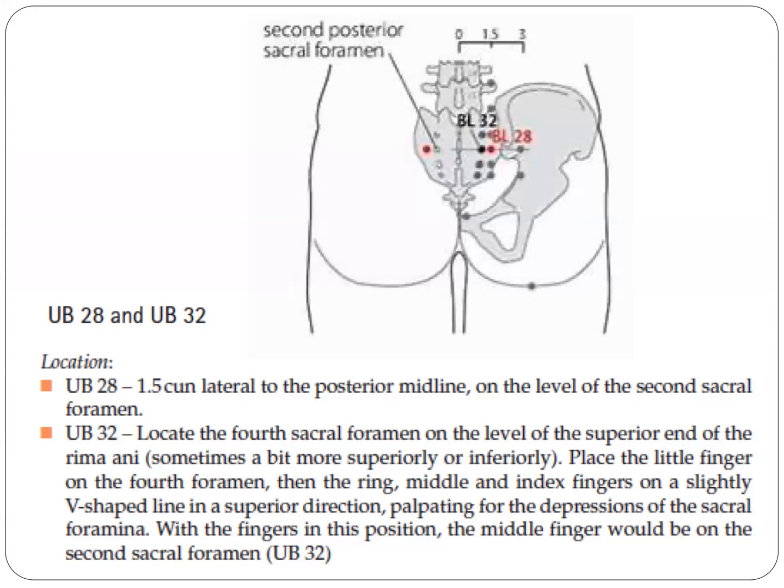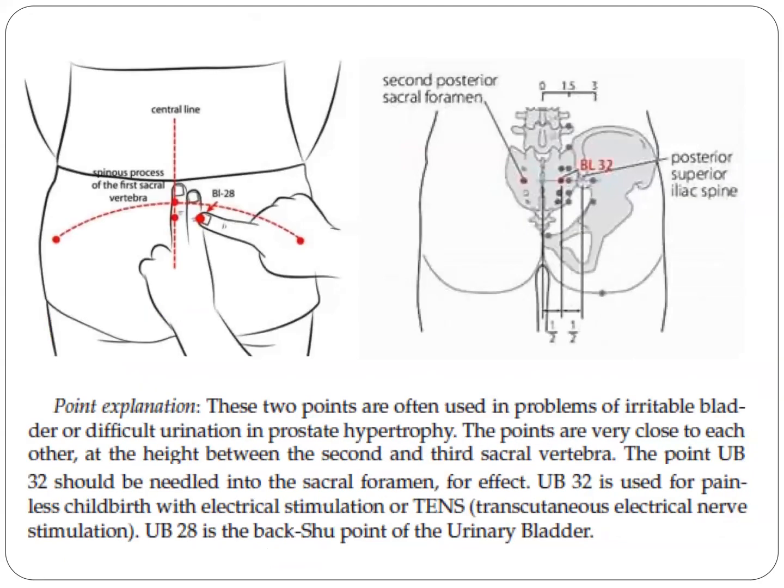Place the little finger on the fourth foramen, then the ring, middle, and index fingers on a slightly V-shaped line in a superior direction, palpating for the depressions of the sacral foramina. With the fingers in this position, the middle finger would be on the second sacral foramen or the UB32, urinary bladder 32. Okay? Palpate po natin. Ang explanation po ng point, these two points are often used in problems of irritable bladder or difficult urination in prostate hypertrophy. The points are very close to each other at the height between the second and third sacral vertebra.